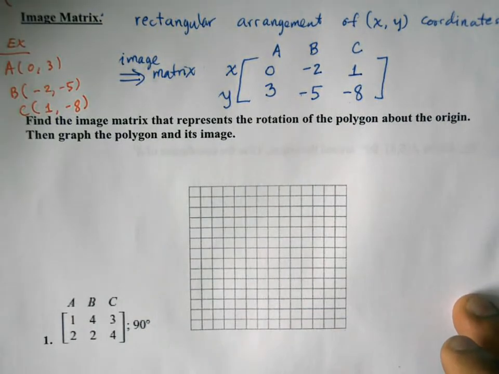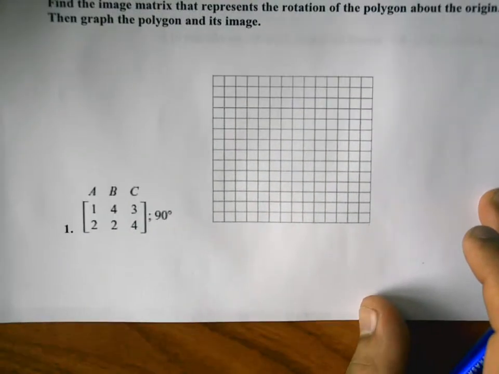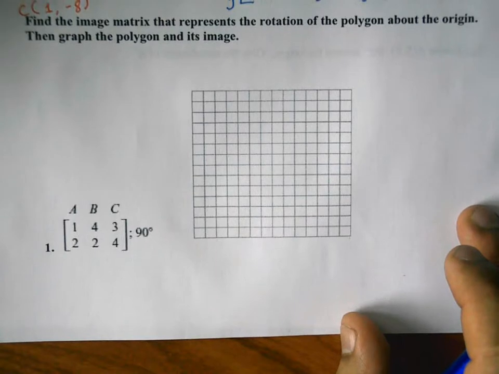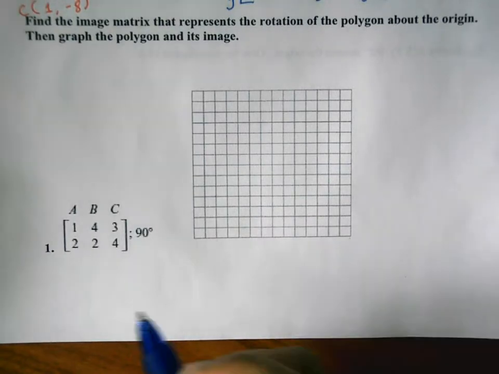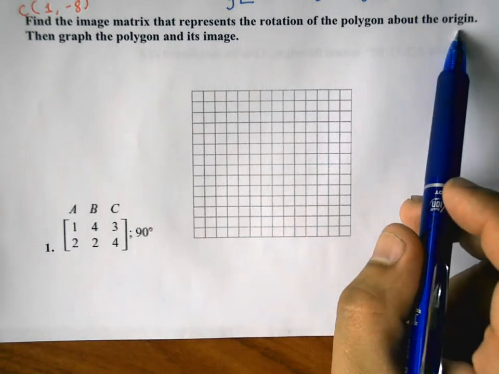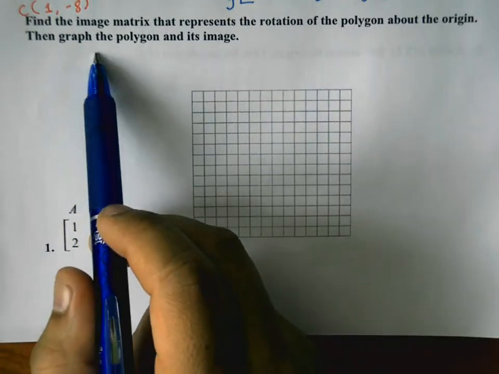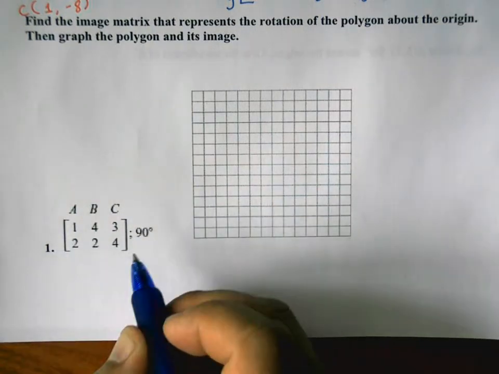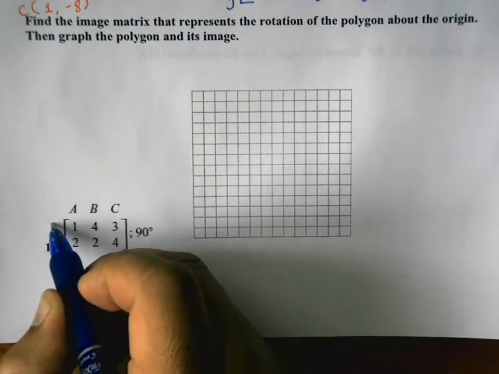Now let me show you how we can use this image matrix to work more effectively and maybe reduce some of our errors. Okay, so let's see. Find the image matrix that represents the rotation of the polygon about the origin, then graph the polygon and the image. So this is the image matrix that we have. We want to rotate it 90 degrees.